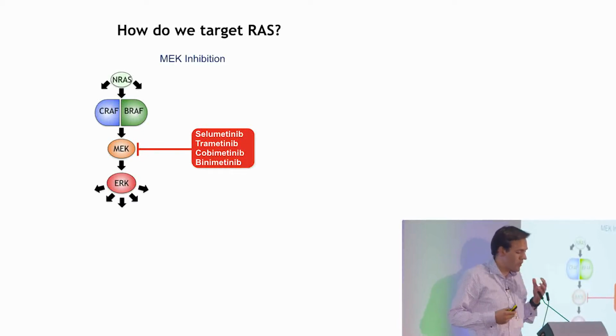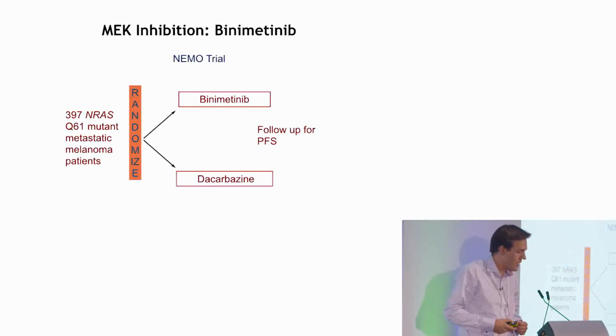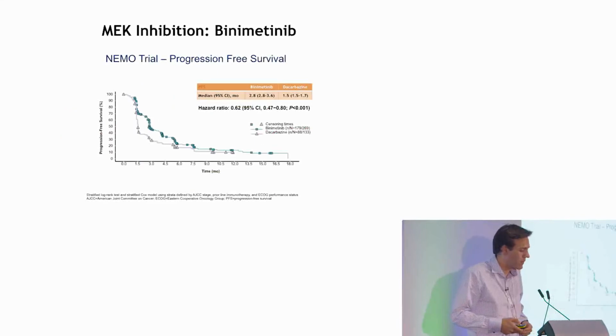And current work is looking to mitigate the effects of its activation by targeting the downstream protein MEK, and there are a number of drugs currently in existence to do that. So the NEMO trial looked at patients with an NRAS mutation, the most common mutation being the Q61, randomising them to either chemotherapy, which is a very dated treatment, versus binimetinib, which is a MEK inhibitor. And what it showed is that there was increased activity, or a benefit in terms of progression-free survival, in those patients who were treated with the MEK inhibitor.